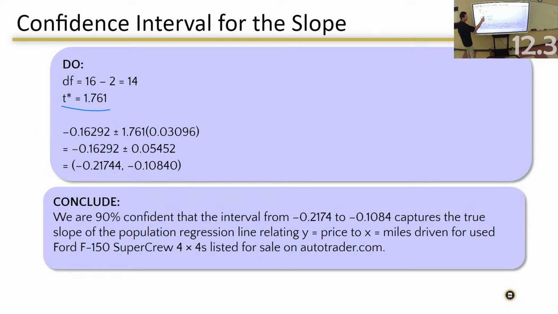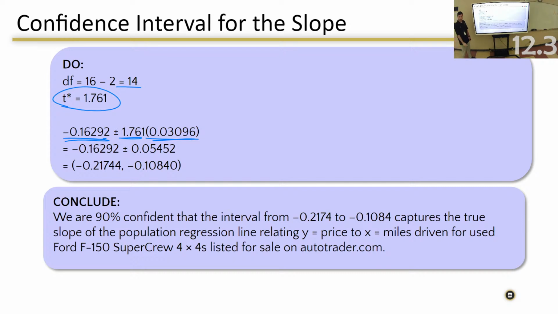So there's the T star value, 1.76. It's a little bit different than 1.96 or 1.645. 90% is 1.645 for Z's. For T's, it depends on what the DF was. DF was 14 because there were 16 trucks. 16 minus 2 is 14. So there's the estimate, there's that critical value, and there's that standard error, right?